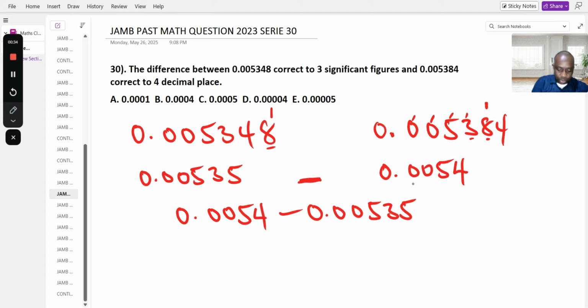Let me use the calculator so that it can give us the accurate figure. 0.0054 minus 0.00535 is going to give us what? 0.000005. This is what it is going to give us: 0, 1, 2, 3, 4, 5. Do we have 0.000005? Yes, we have E here, which is our final answer, E.